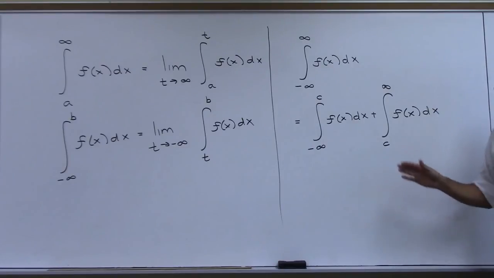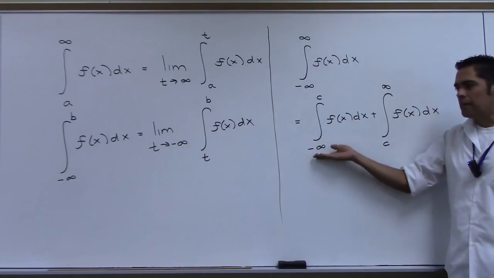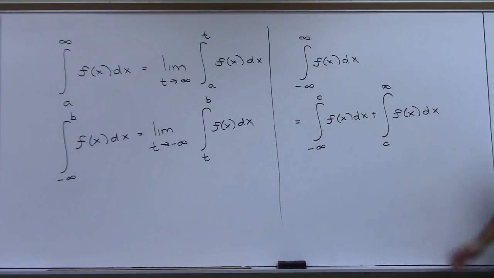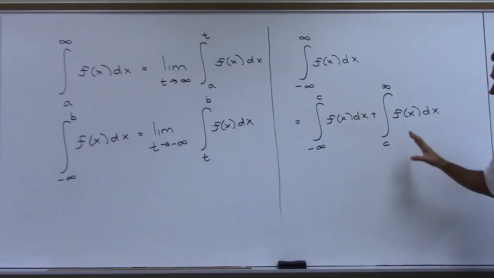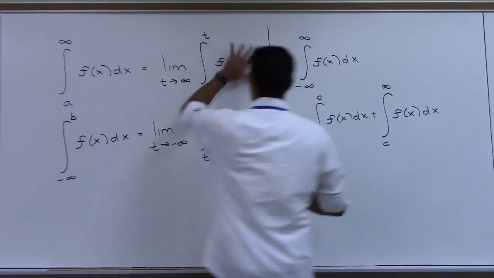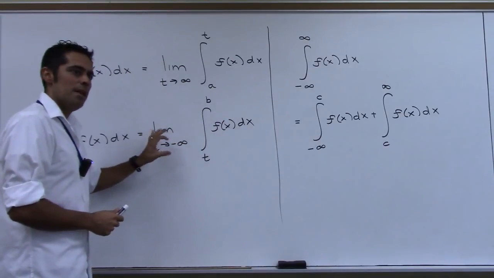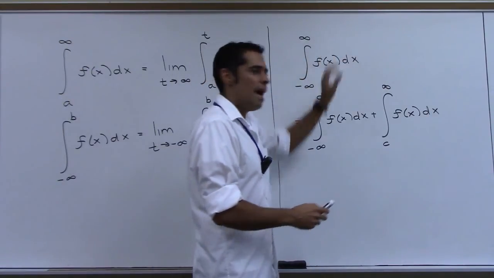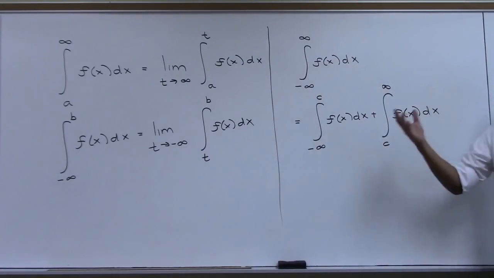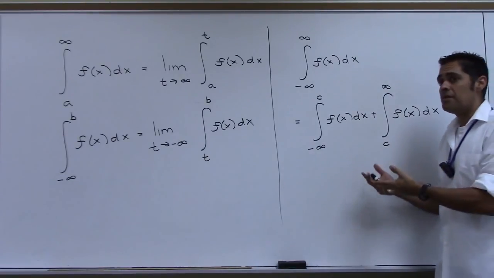All right, now the most common number used is 0. You go from negative infinity to 0, and then you go from 0 to infinity. Now, all of these problems involve a limit, don't they? This is a problem, and then at the end we take a limit. This is a problem, at the end we take a limit. This integral actually becomes how many limits? 2 limits.